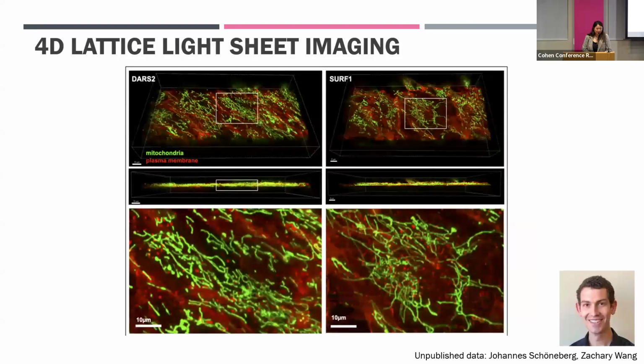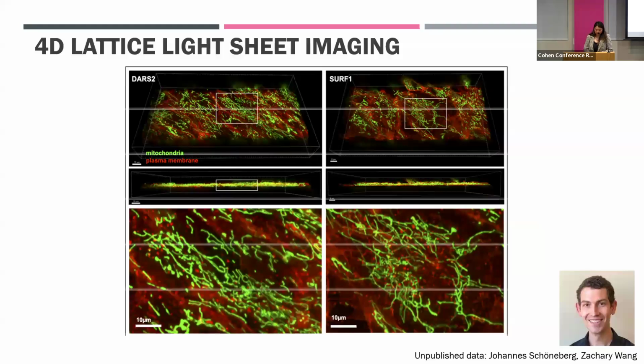All right, so what we did is he's actually taking a lot of my patient samples, but we did DARS2 and SURF1. So the 2 patients I showed you earlier, we grew out their fibroblasts and gave it to him and took some pictures. And so each of these threads is a mitochondrial network. So there's a lot per cell.